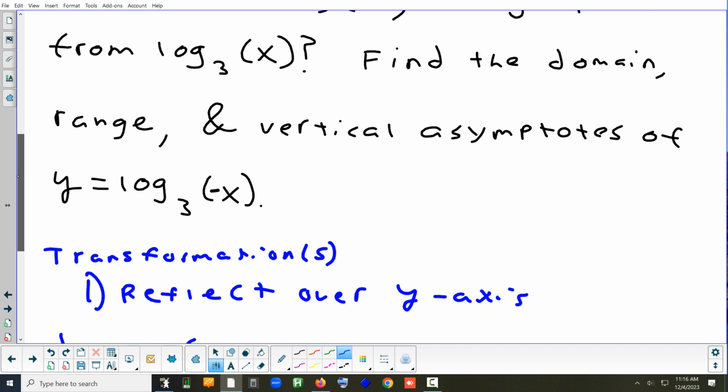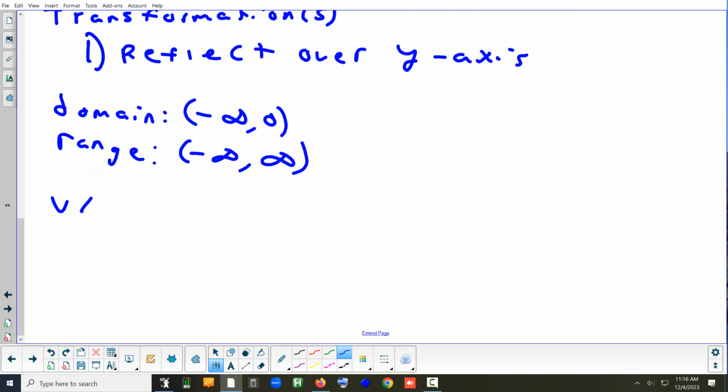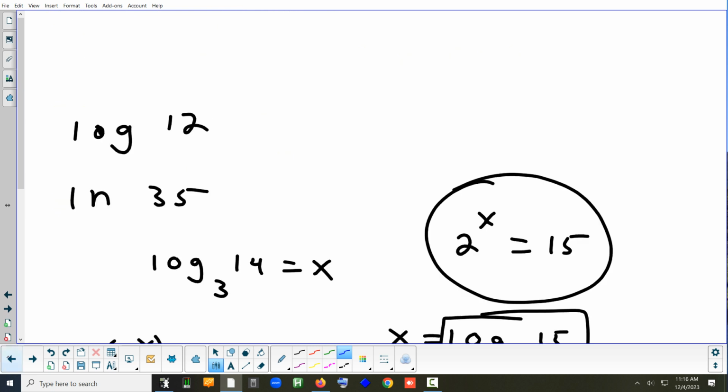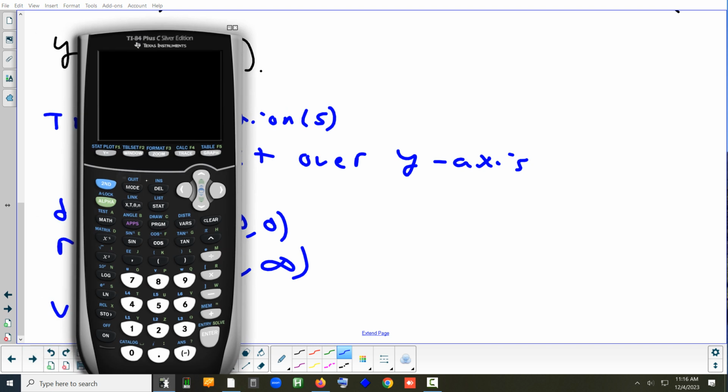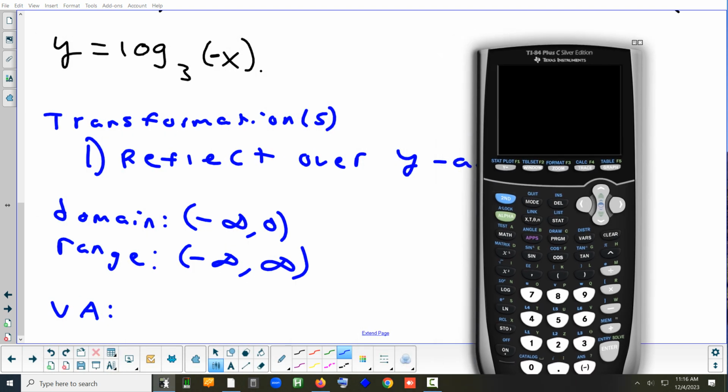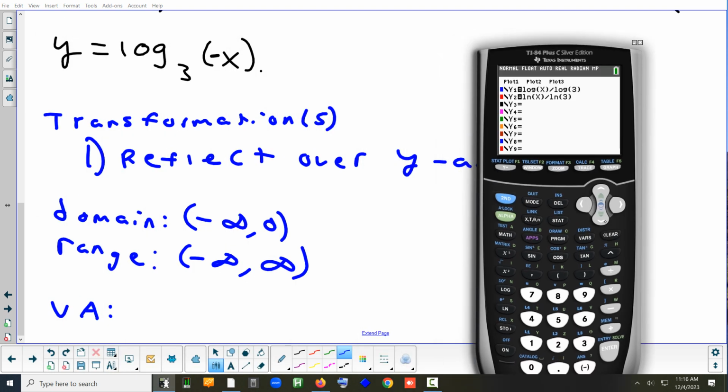Find the domain, find the range, vertical asymptotes. Okay, actually, let me sketch it on the calculator so you can see what it looks like. I already have log base 3 of x typed in. All you have to do is put a negative in front of the x. So I'm going to do second, insert, negative, and that's going to cause it to curve to the left.